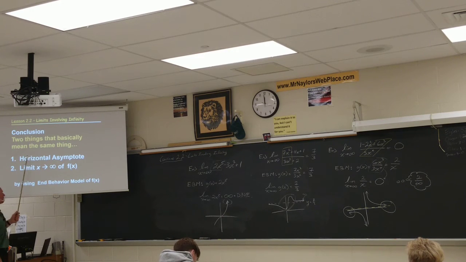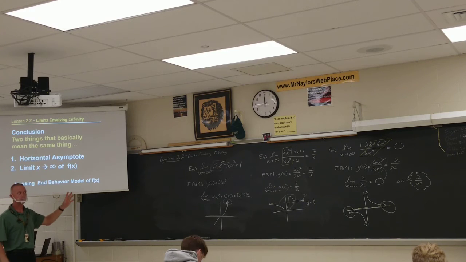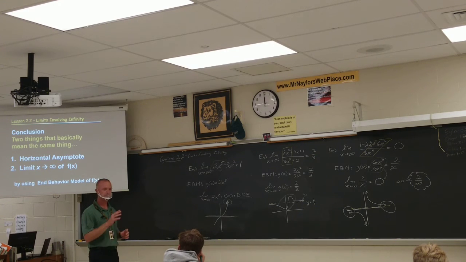So a horizontal asymptote and a limit are the same idea, and you can use an end behavior model to find either one. Basically exactly what we did with these problems this afternoon. We can use an end behavior model to find either one, because they're basically the same thing.